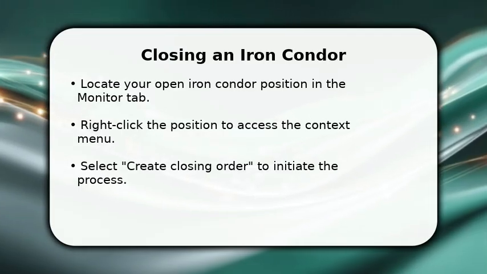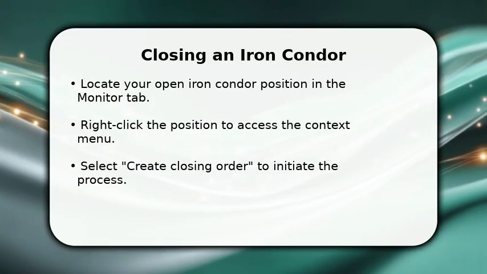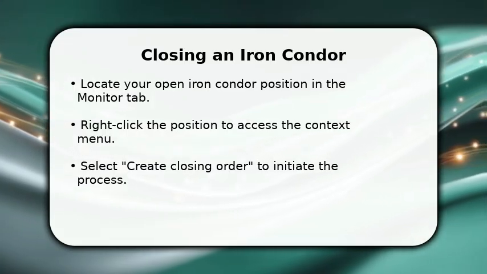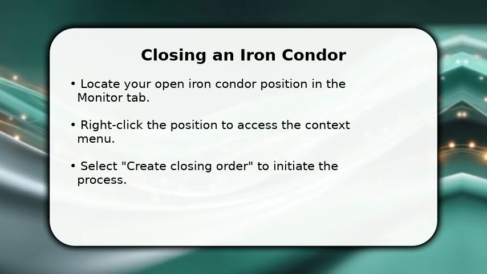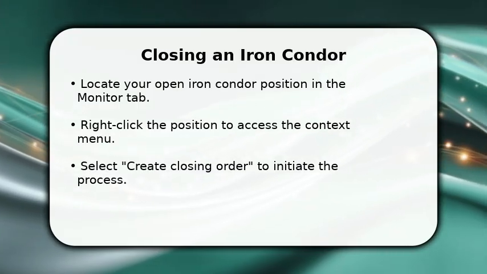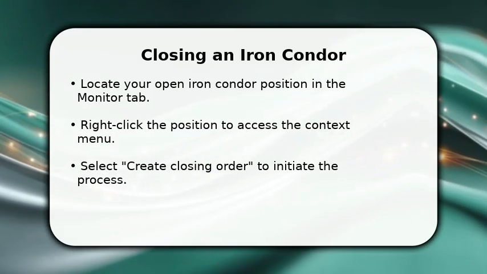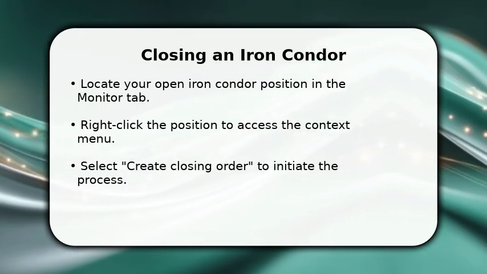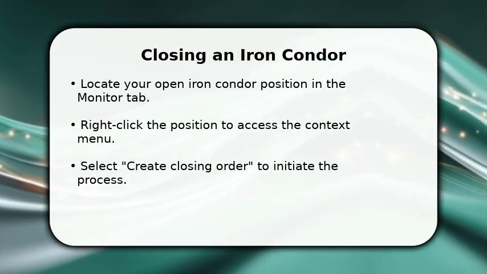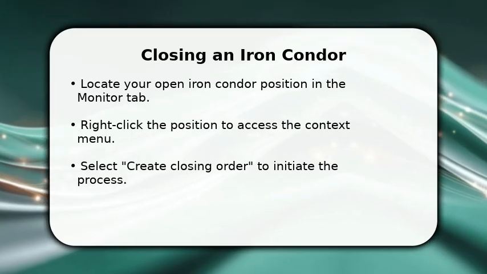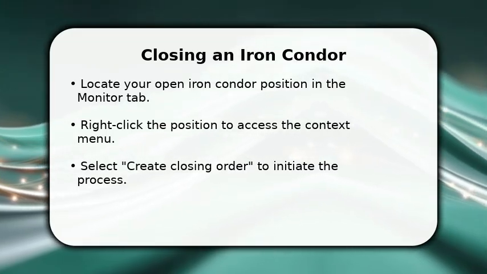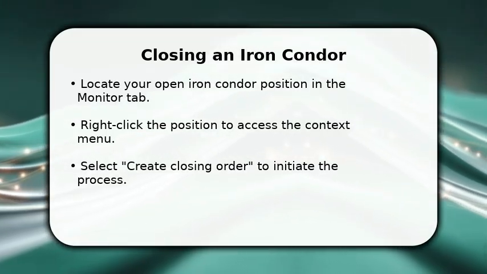In this video, I will explain how to close an iron condor on Thinkorswim. First, navigate to the Monitor tab within the platform. Find your open iron condor position listed there. Right-click directly on the position to bring up a context menu. From this menu, select the option that says Create Closing Order to begin the process of exiting your trade.